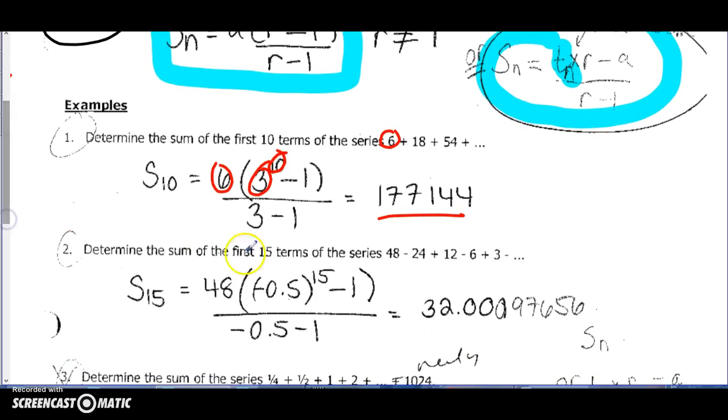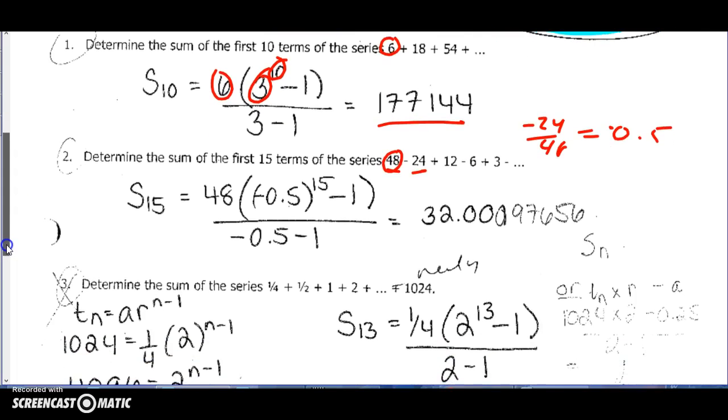Now, next up, what's the sum of the first 15 terms? Same thing, exact same thing. There's my A. My R is going to be minus 24 divided by 48. How do I go from 48 to minus 24? You multiply by negative 0.5, or a negative half. You can put a half in if you like, or 0.5, it doesn't matter, and you end up with that when you're all done using the first formula.